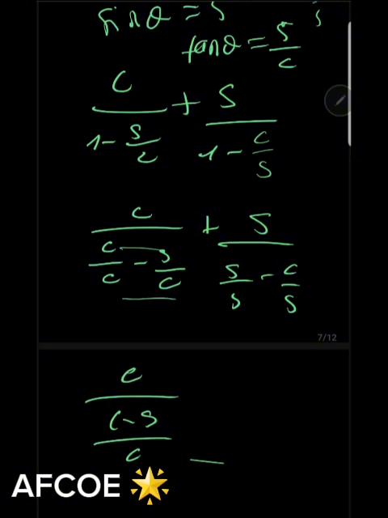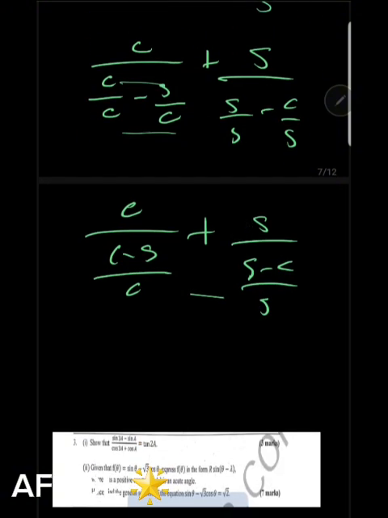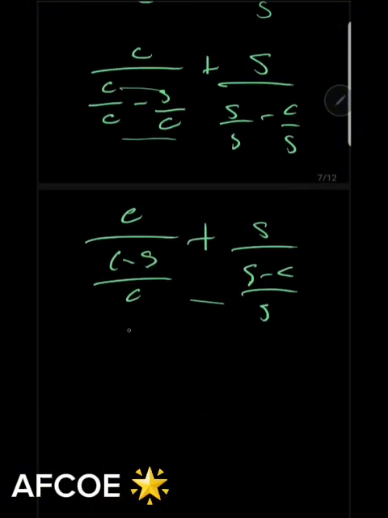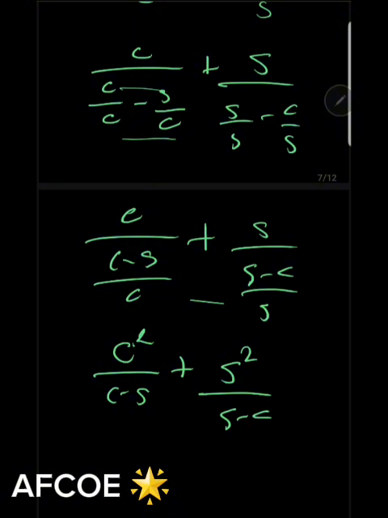Right. Now that they have the same denominators, we have S on S minus C all on S. So I can take this C up there to get C squared. If C goes up there, we get C squared on C minus S plus S squared on S minus C. Please, I did not keep this; I just came out with it like that. So we now get something like this.